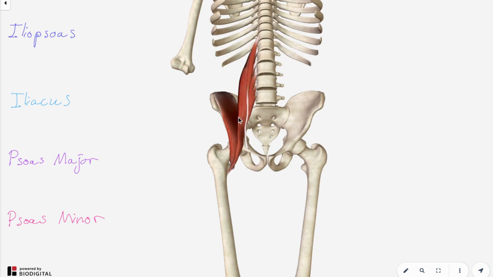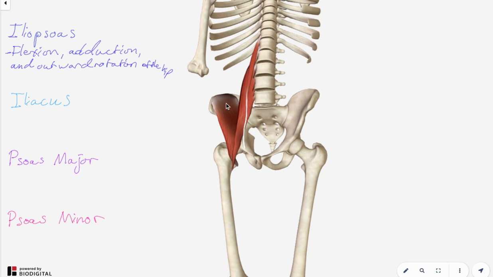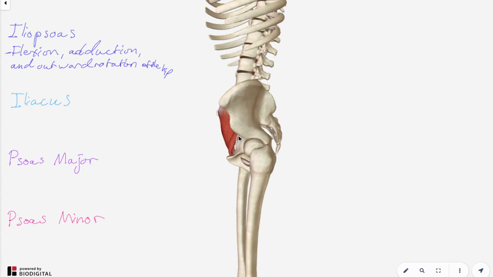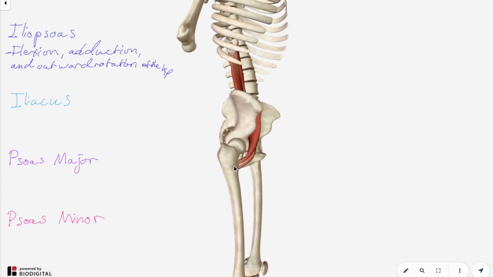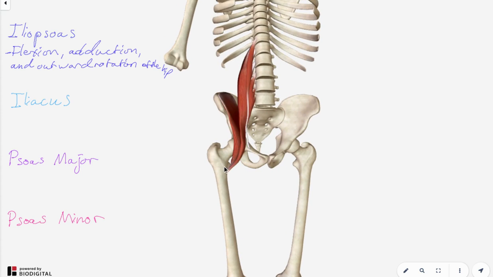As a whole, the iliopsoas flexes, adducts, and outwardly rotates the hip. And as we just said, those actions are accomplished by the iliopsoas and the psoas major, not the minor. And this should make sense. The iliopsoas crosses anteriorly of the hip joint, so it clearly is going to have a role in flexion. It crosses medially of the hip joint, so it's pretty easy to see how it would adduct.